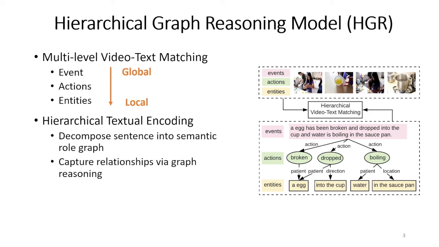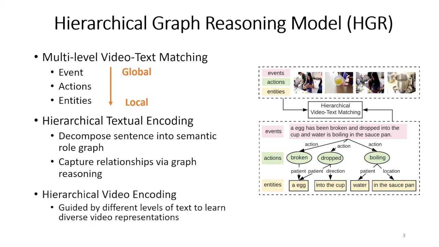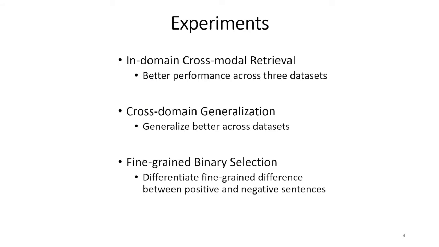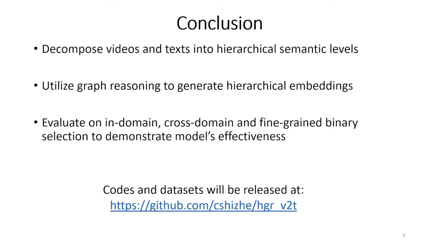For the textual encoding, we decompose sentences into semantic role graphs and capture relationships via graph reasoning. For the video encoding, we use different levels of text to guide the learning of diverse video representations. Our model achieves better performance in in-domain and cross-domain retrieval and fine-grained binary selection. Our code and datasets will be released at the following link.